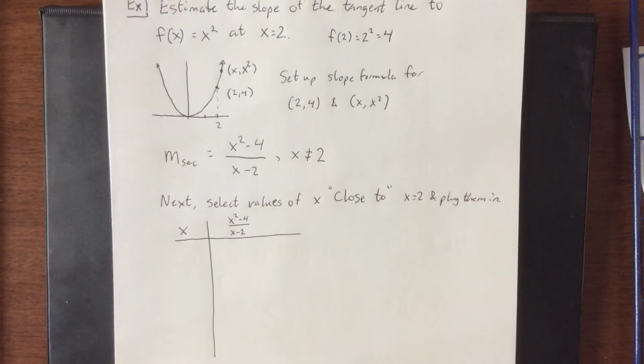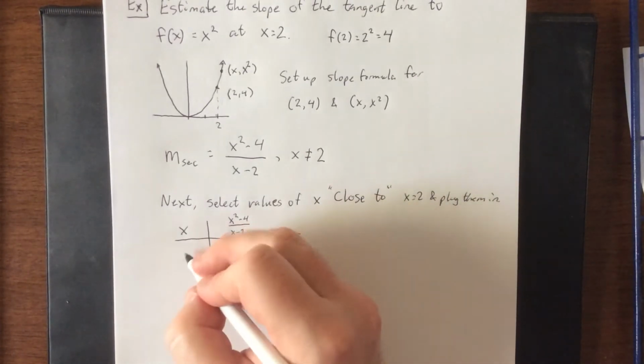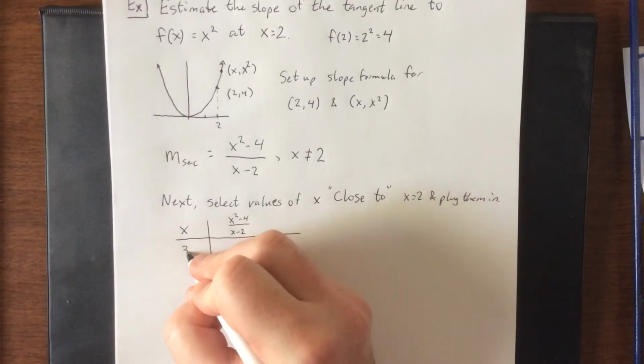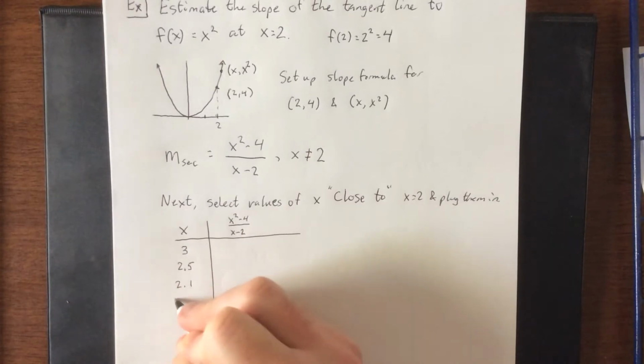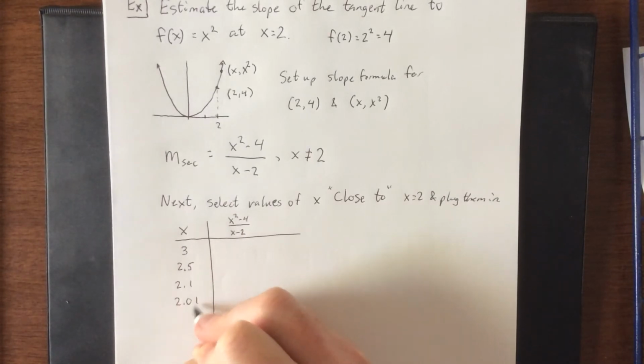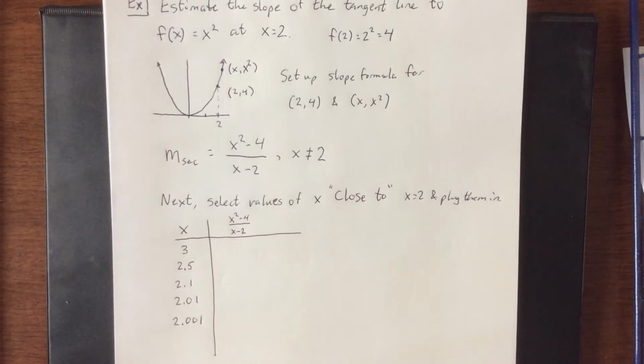Now, there is nothing wrong with selecting lots of these values to get more and more information. To start off kind of far away, what I'm going to do is start with values of x that are greater than 2. We'll try out 3, we'll try out 2.5, we'll do 2.1, 2.01, and 2.001, and see if we can come up with something.